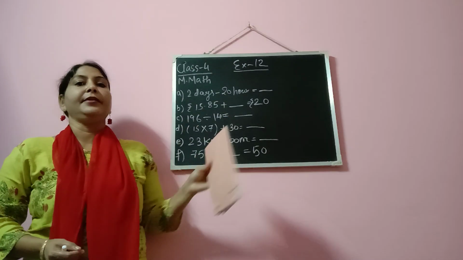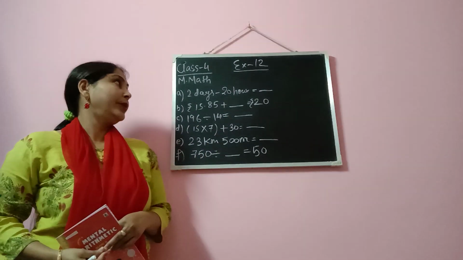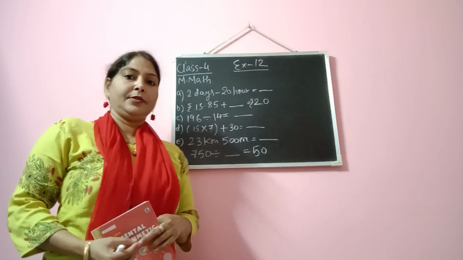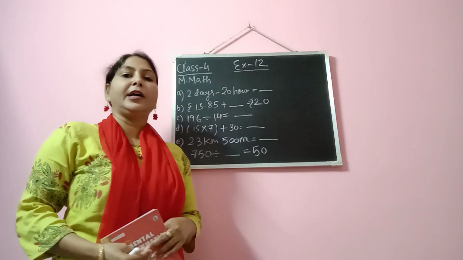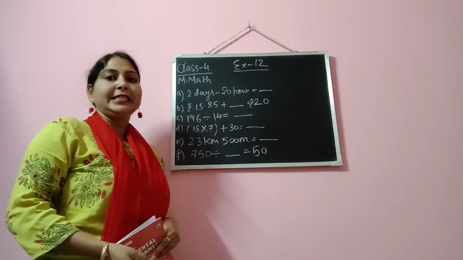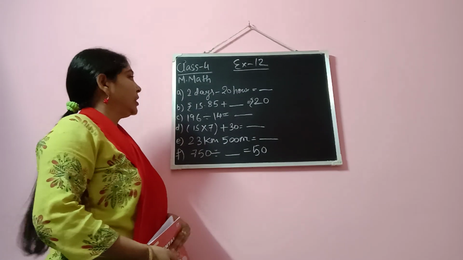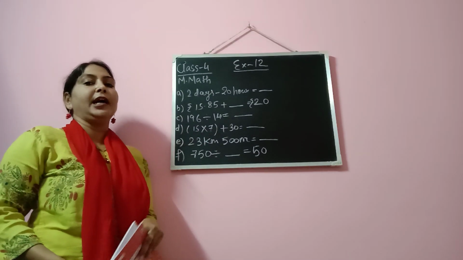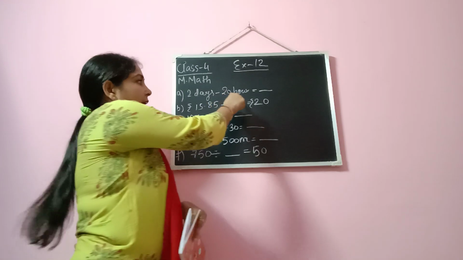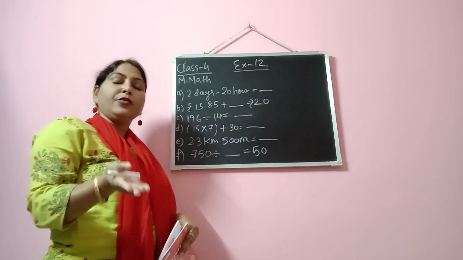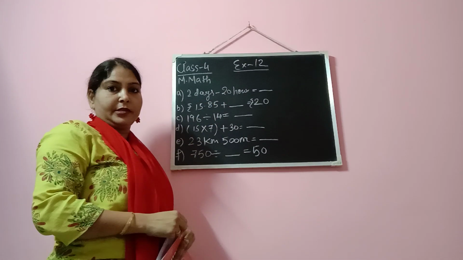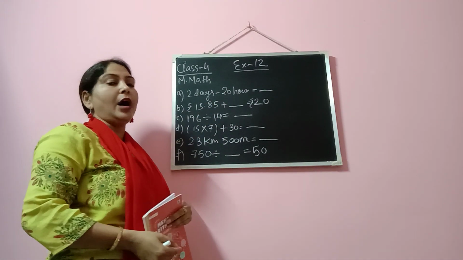So as you can see here, I have written down a few questions from exercise number 12 and we will be discussing them, right? If you have your book, you can take it out and see the questions with me. The first question is 2 days minus 20 hours. Now you see this is in days and this is in hours. So what we have to do is convert both into hours. Days also we have to convert into hours.